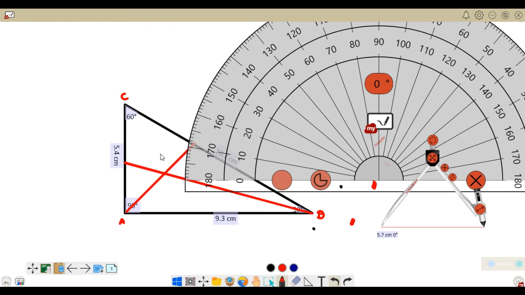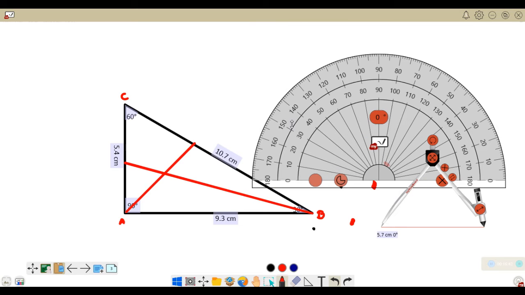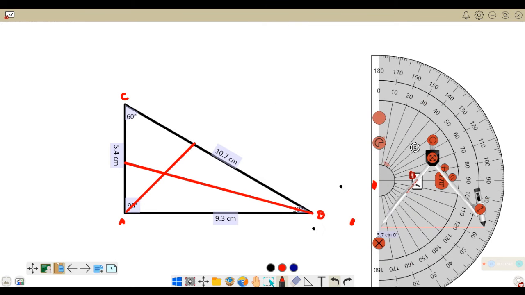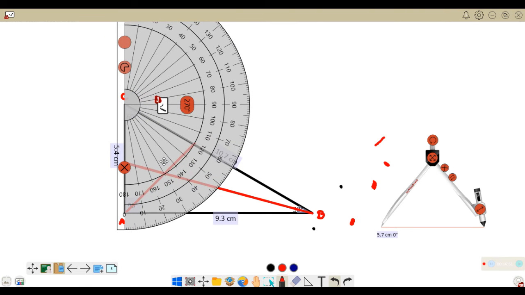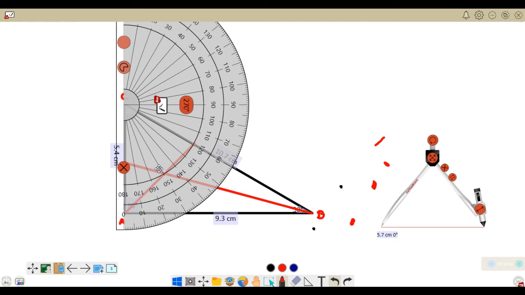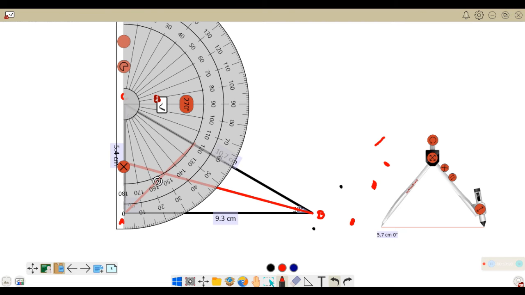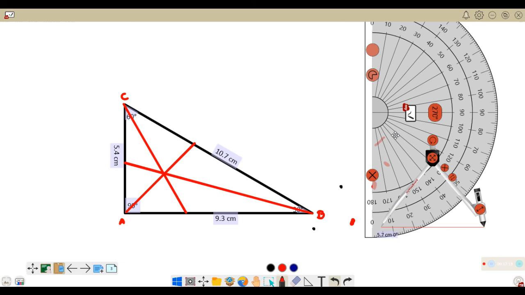Now, let's go to C. C is 60. Let's bisect 60. Let's fix the triangle. Okay. Now, let's divide 60. We have 0, 10, 20, 30. So, it's 30. This is going to be our bisector.